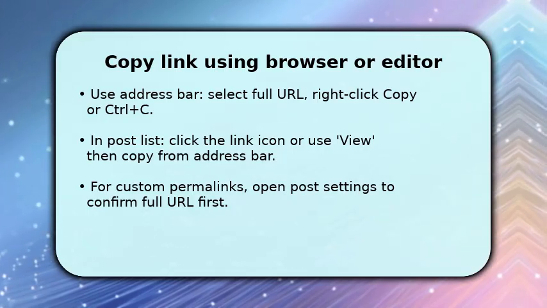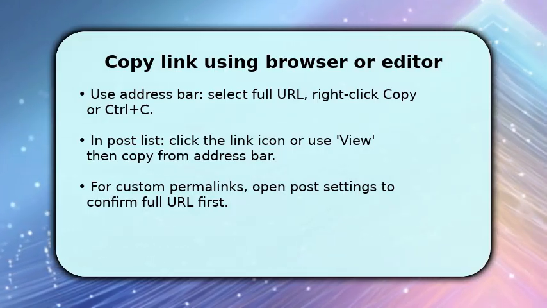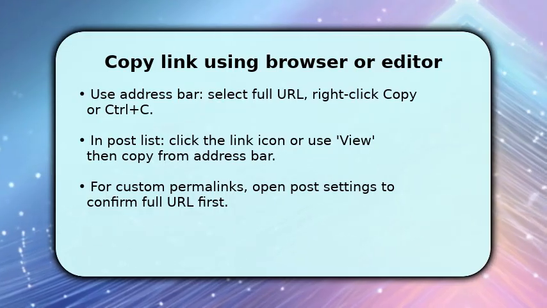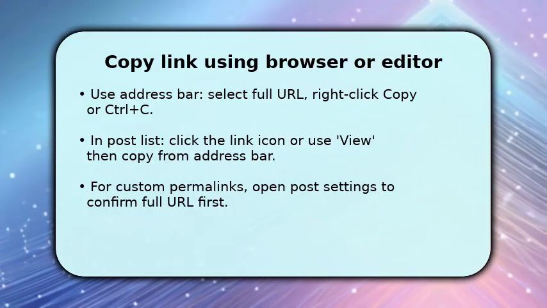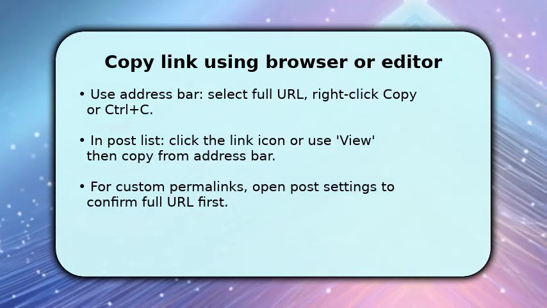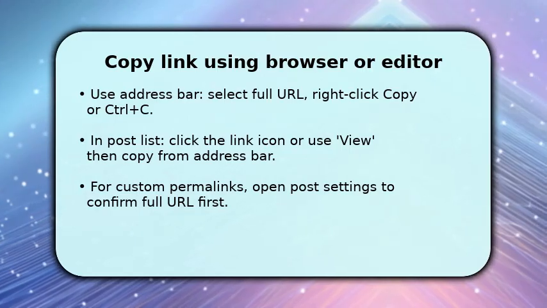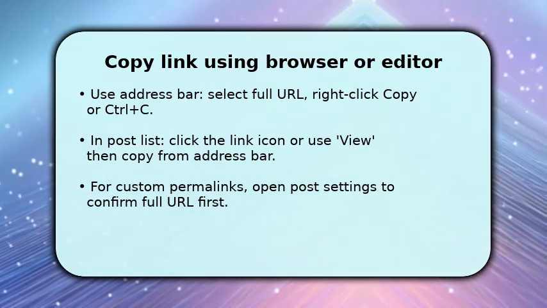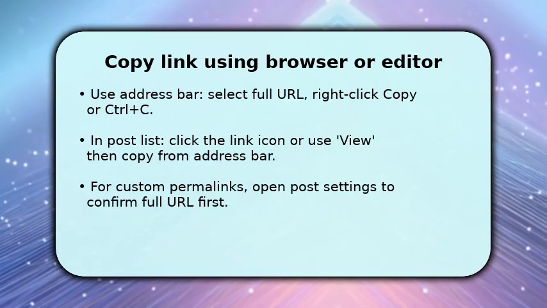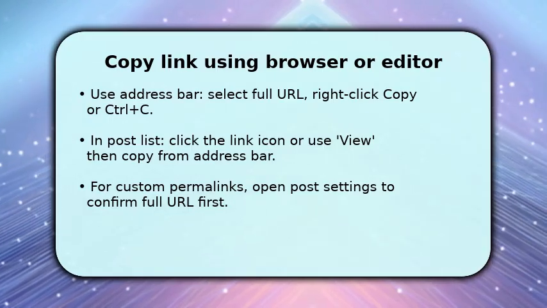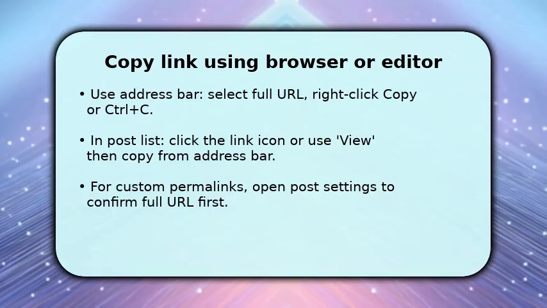If you're copying from the post list, click View or the Link button to open the public page, then copy from the address bar. For posts with custom permalinks, open Post Settings, confirm the exact slug, then copy the assembled URL to ensure accuracy. After copying, paste into a note to verify it opens correctly before sharing widely.